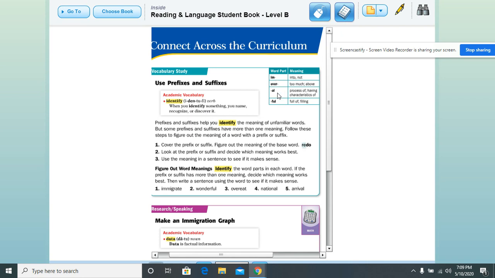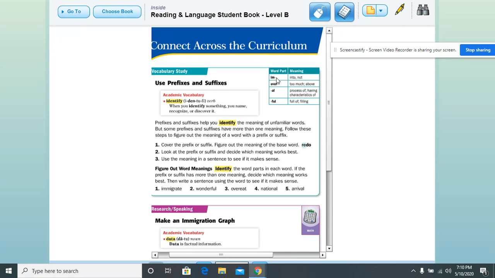So here are the prefixes for this unit. The prefix is M, meaning into or not. Over means too much or above. Al, process of, having characteristics of. And full means full of or filling. If I see a dash on the right side, it means it's a prefix. It's in the beginning of the word.